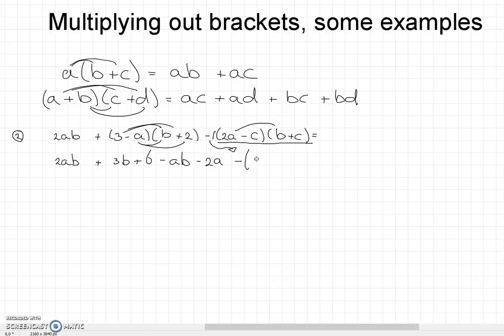2a times b, 2ab. 2a times c plus 2ac. Negative c times b minus cb. Negative c times c minus c squared. Now, we have to multiply everything here with minus 1. So we have to change the sign on every single one of these.